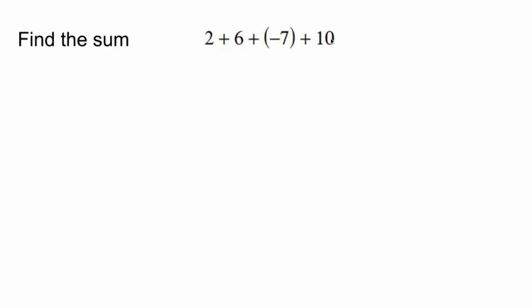Find the sum. So this is not a PEMDAS problem. This is just making sure we know how to deal with adding positives and negatives when the negatives are a little wacky. All right, so work your way left to right. 2 plus 6 is 8. 8 then plus -7 plus 10. Now plus a -7, if you need to write it out, is the same as 8 minus 7. So 8 minus 7 is 1. Drop down the plus 10, and 1 plus 10 is 11.